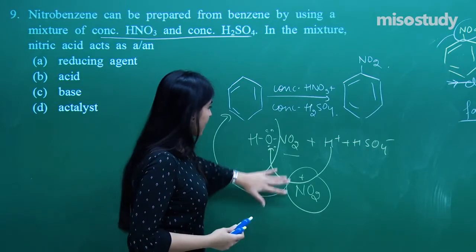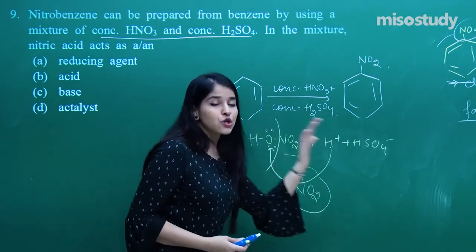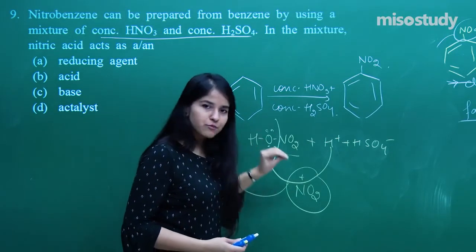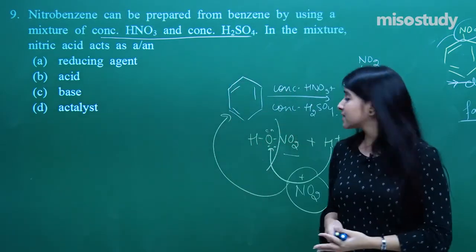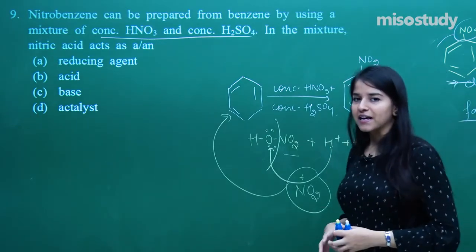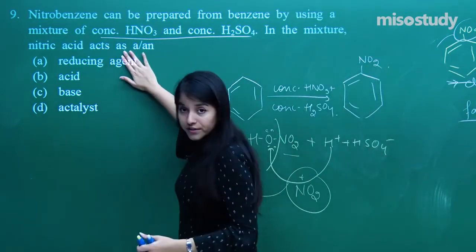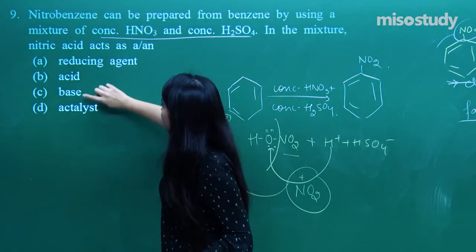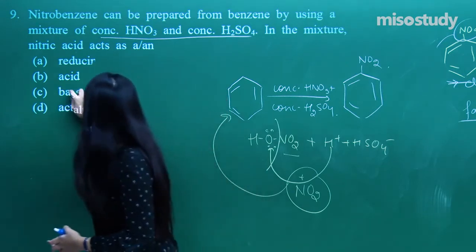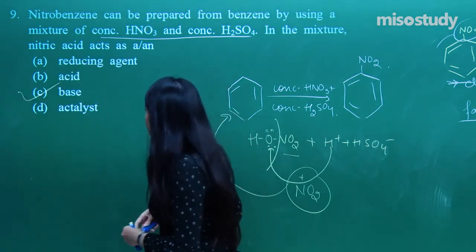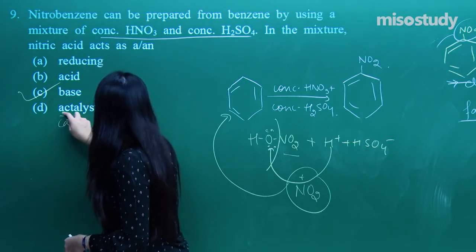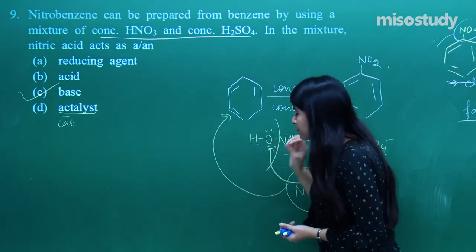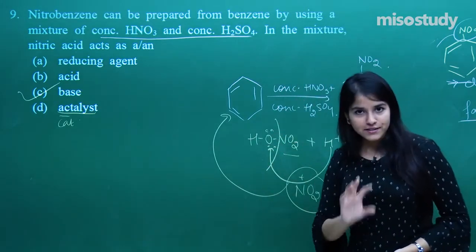This is the mechanism. If you observe, H2SO4 is donating H positive, whereas HNO3 is accepting H positive. That means it is acting as what? It is acting as a base, whereas H2SO4 is acting as an acid. So we need to find our option: not a reducing agent, not an acid. They are asking about the nitric acid basically, so that is acting as a base. I hope you all have got it. That was the catalyst, so just correct it over here. The option is base. The nitric acid is actually acting as a base.